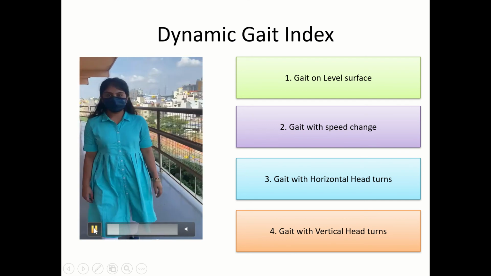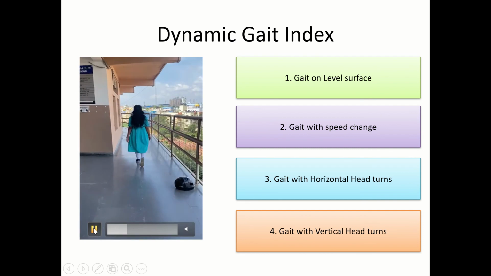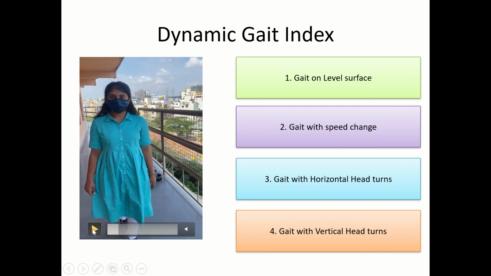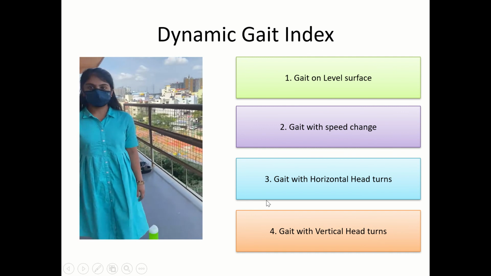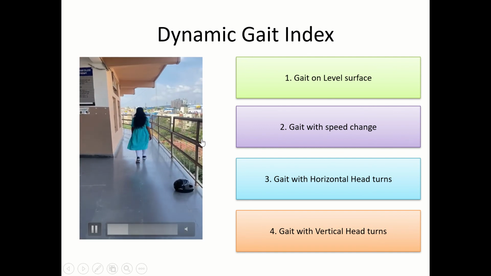So the second point will be gait with speed change. This is very important when we are talking about proprioception. You have to ask the patient to immediately change the speed once she is walking with a regular speed, either faster or slower. So the system targeted in gait with speed change is mainly the proprioception of the muscles.